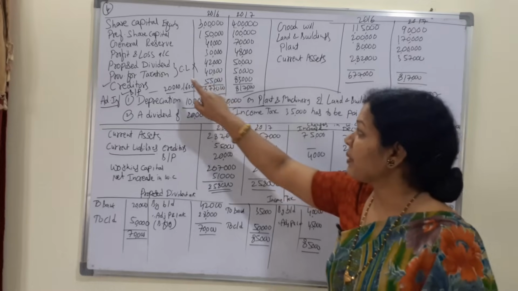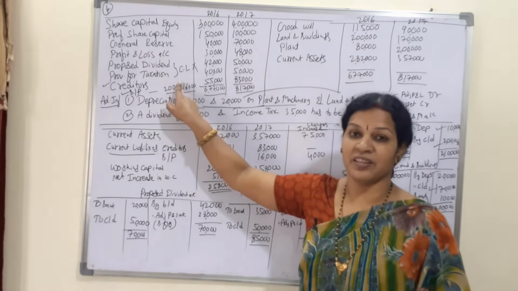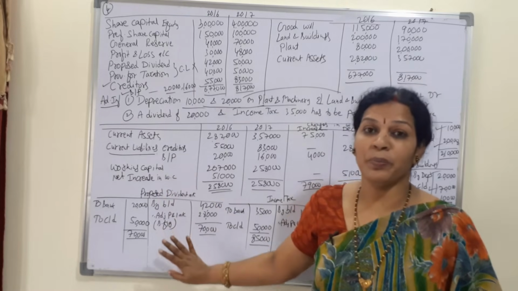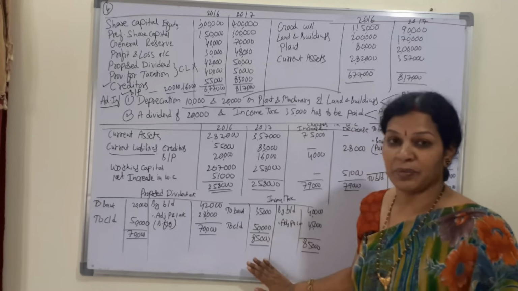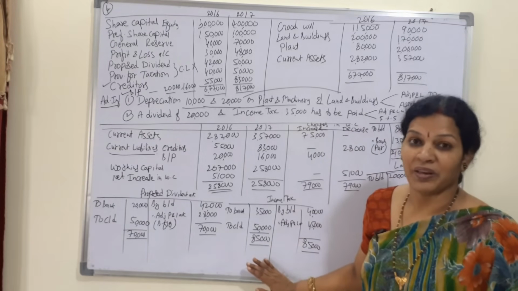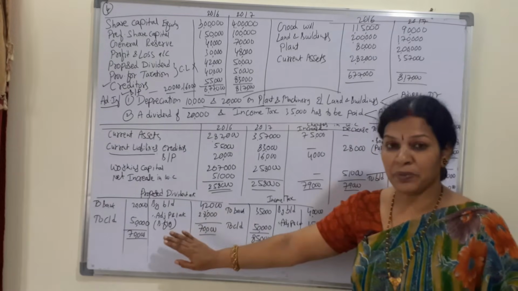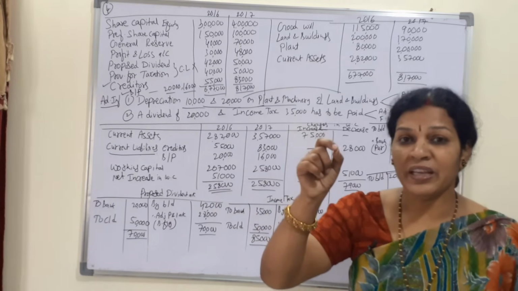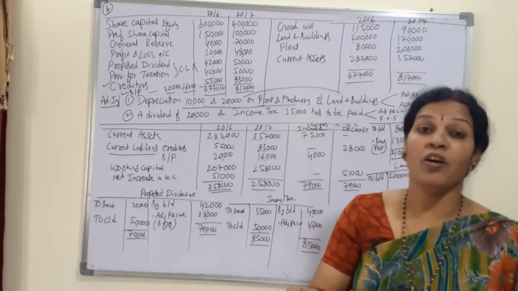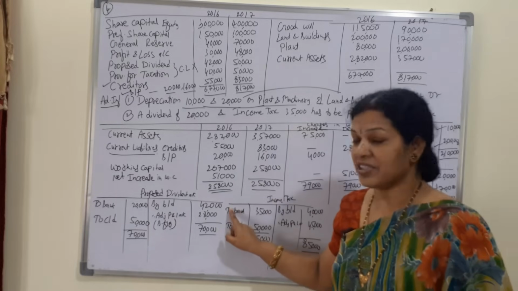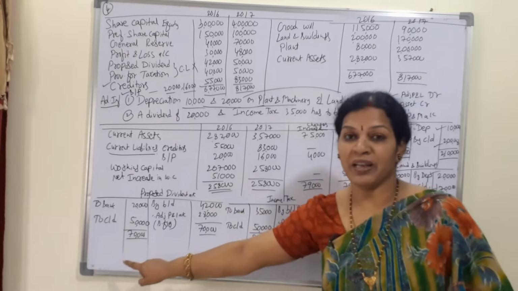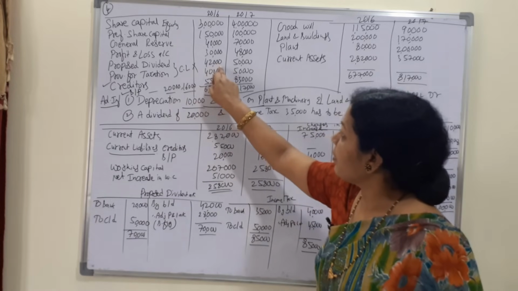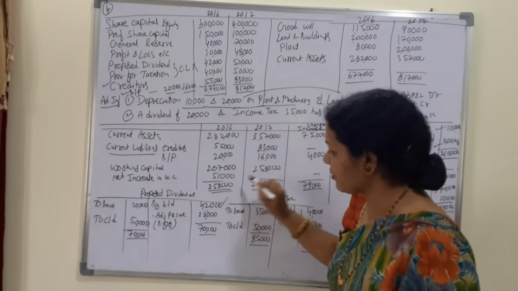Next, coming to the proposed dividend and provision for tax. For these 2 also adjustment is given. That is why we are opening these 2 accounts, proposed dividend and income tax. Otherwise not required. Now how to open the proposed dividend account? It's on the liability side. To open any liability account, please remember the opening balance will be on the credit side and the closing balance on the debit side.